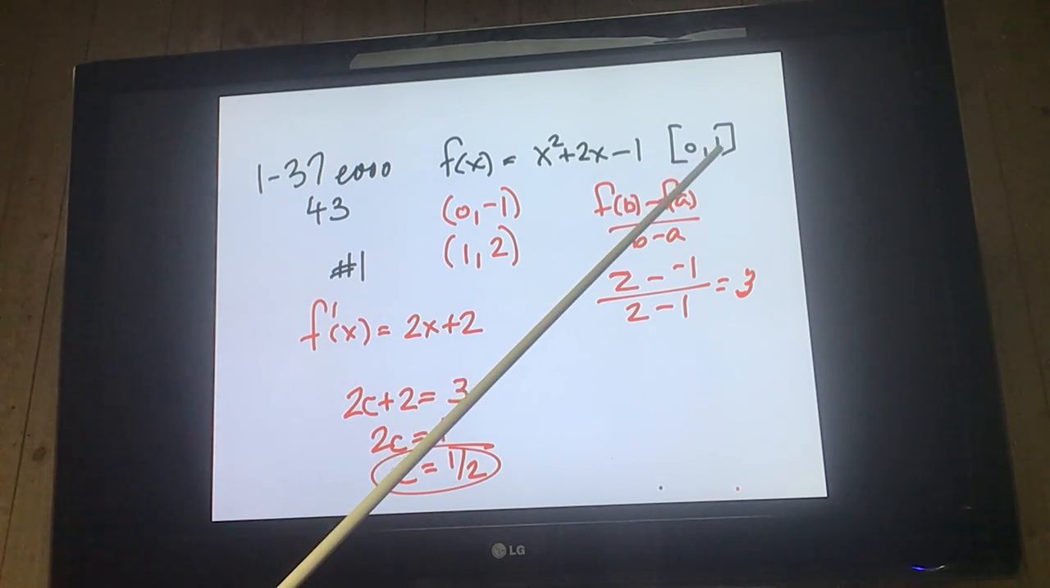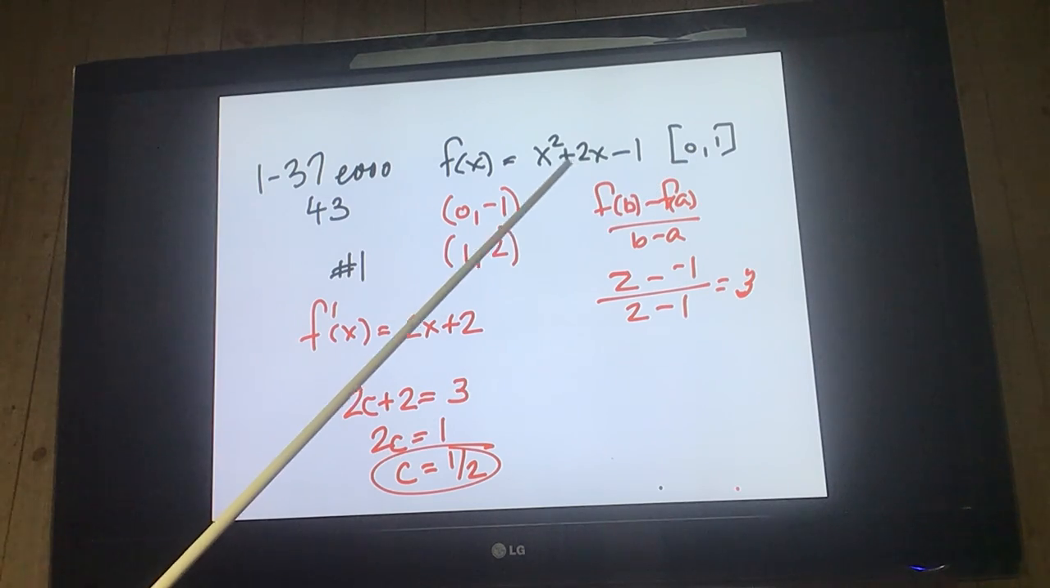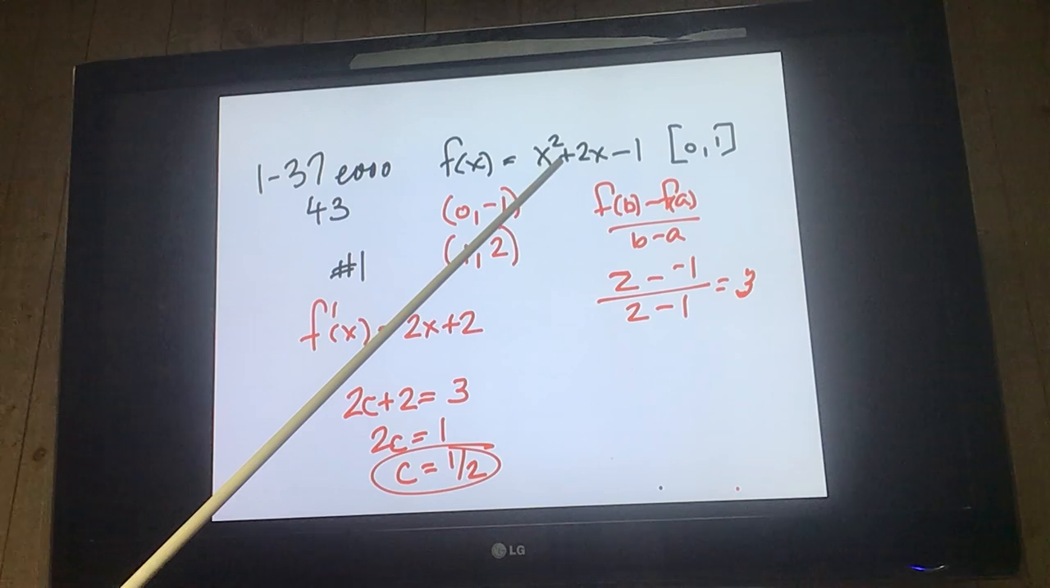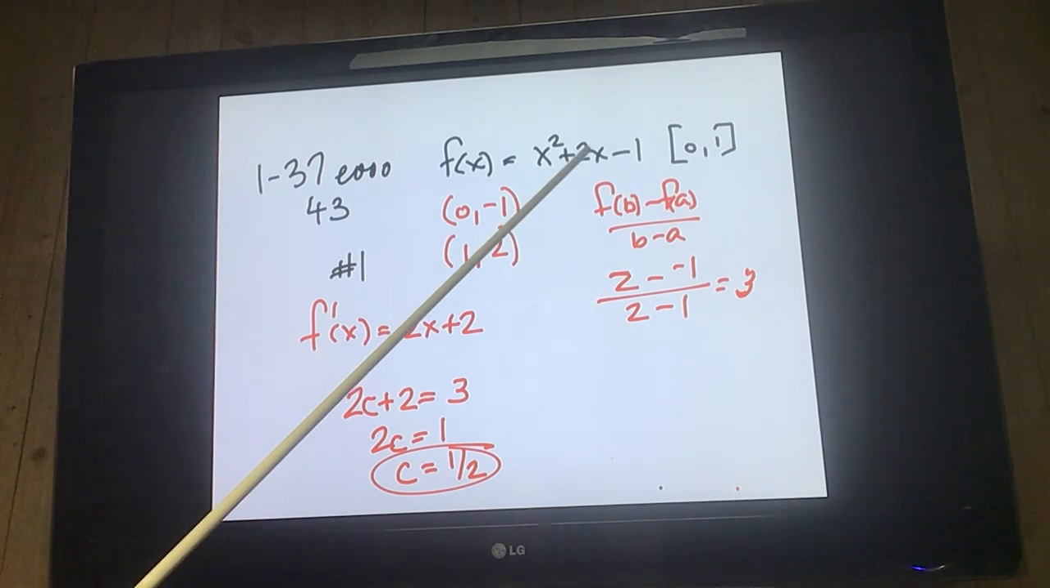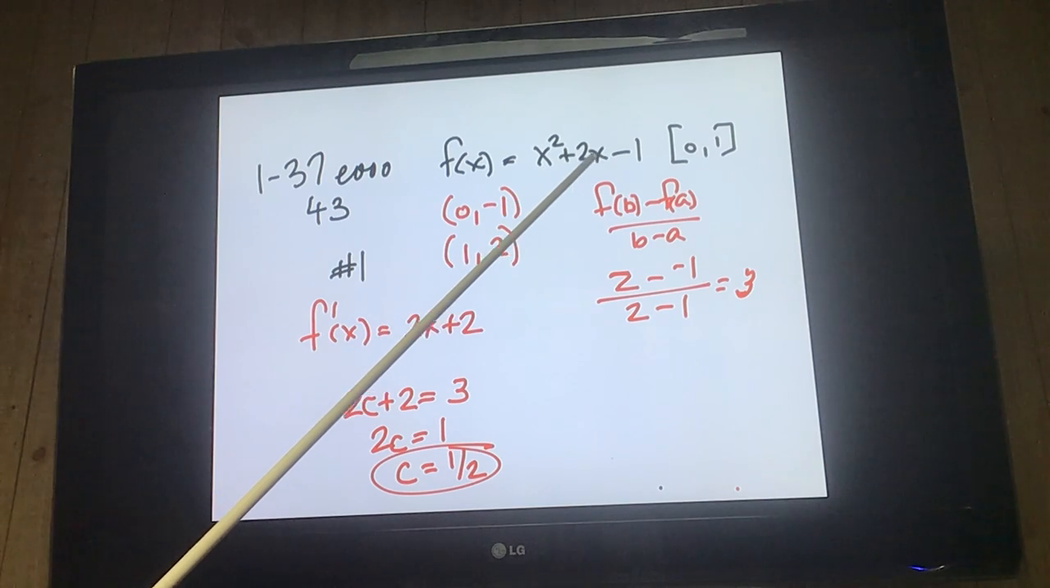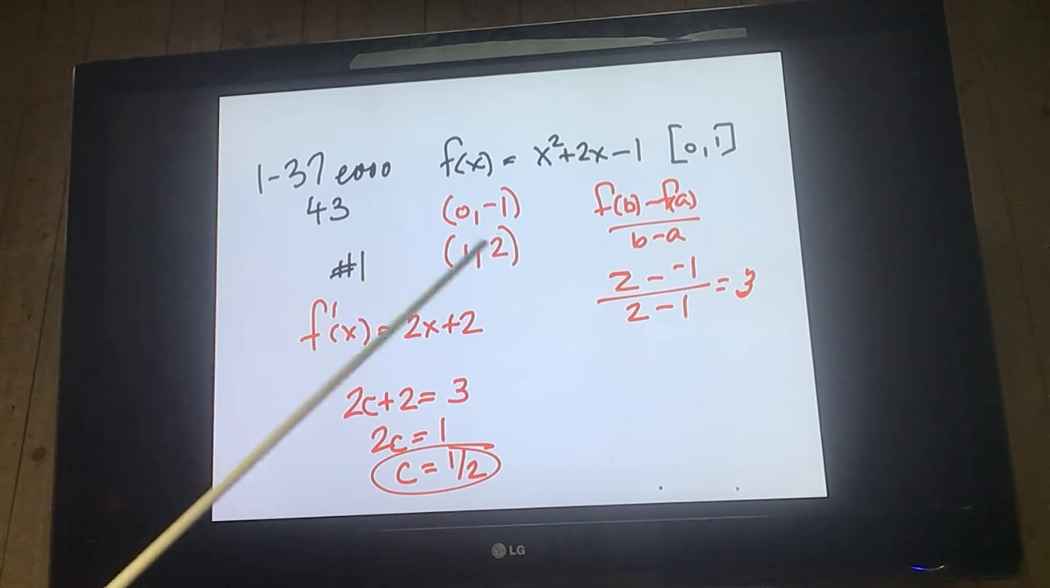So I figure out what my y's are. If I have my endpoints, I put 0 in, I get -1. I put 1 in, and I get 2. 1 squared is 1. 2 times 1 is 2. 2 plus 1 is 3. 3 minus 1 is 2. So here are my points at the ends of that graph.